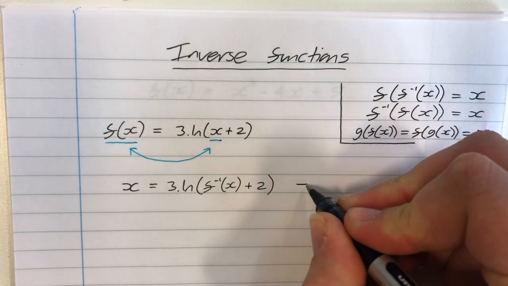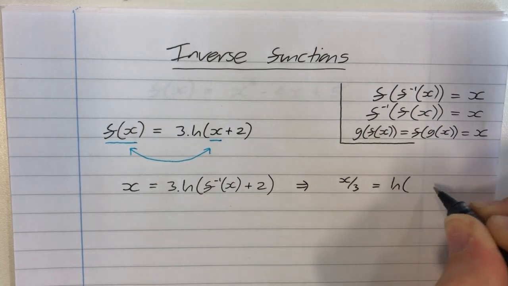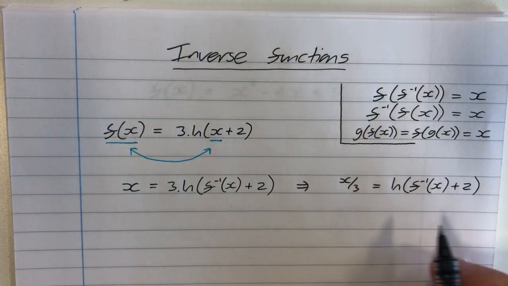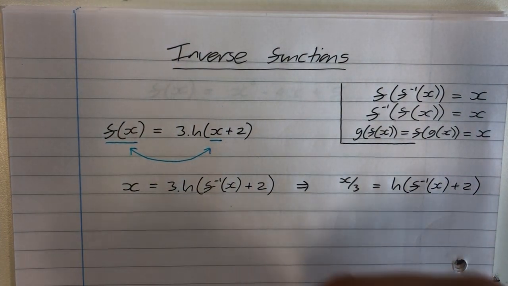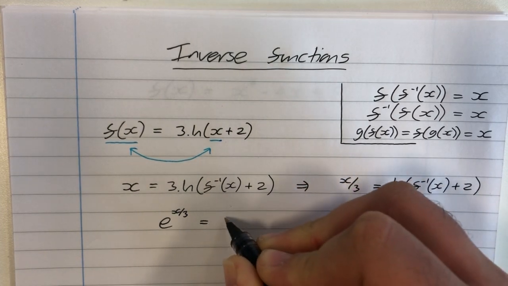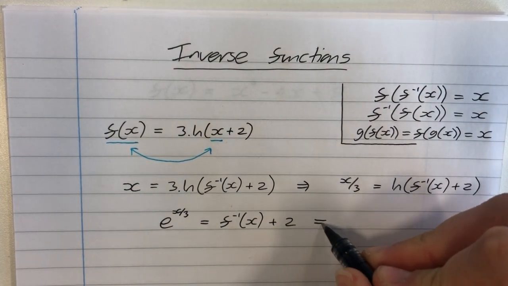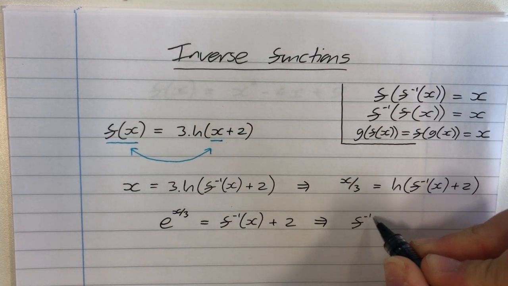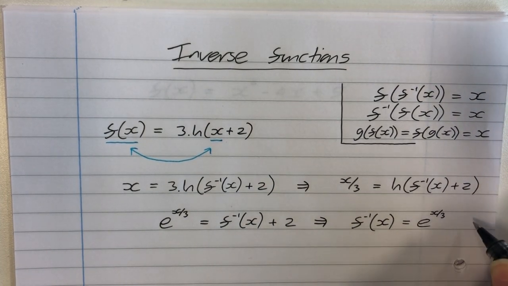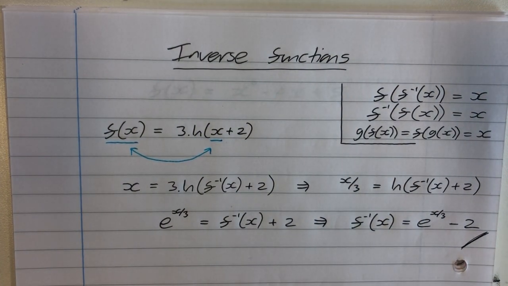So I'm going to first divide by 3. So I get x on 3 is equal to the natural log of inverse f of x plus 2. I'm going to raise both sides to the power of e to get rid of my log. So that's going to be e to the x on 3 is equal to f to the minus 1 of x plus 2. And then subtract 2 from both sides will give me my inverse function, e to the x on 3 minus 2. Okay, and that's my inverse.